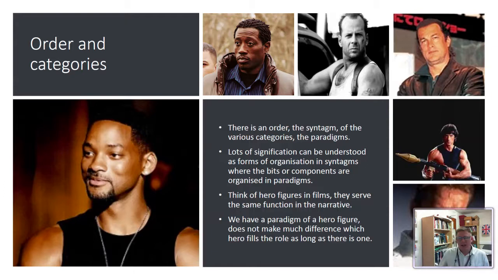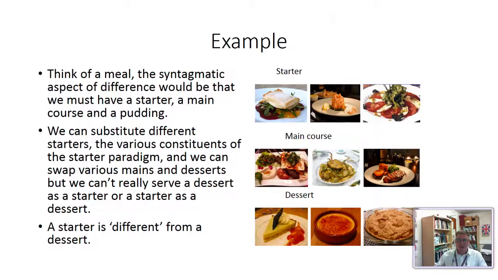So the hero figure in the films serves the same function in a narrative. To some degree, those heroes are interchangeable. You could substitute another hero. You could swap Steven Seagal for, I don't know, who have we got here? Arnold Schwarzenegger, or Wesley Snipes, or Will Smith. You could change them over. We have a paradigm of hero figure who does certain things, and he's differentiated from other figures in the film. And it doesn't make a difference which hero fills the role as long as there is a hero in the film. I could give you another example.